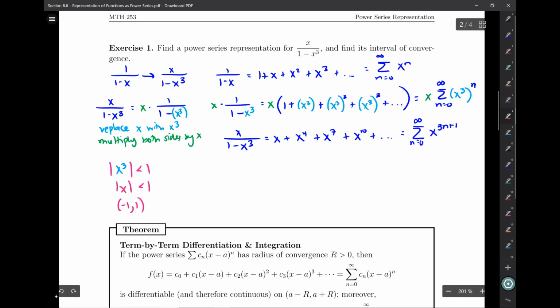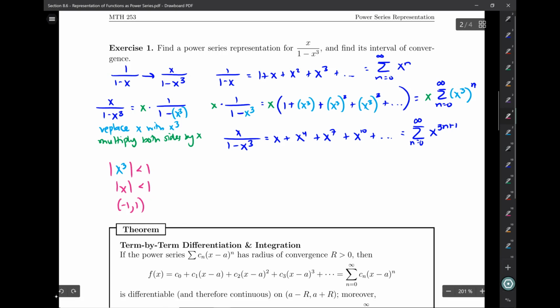We can mentally check the endpoints. If I let x be -1, notice it would be alternating, and so it would just be alternating between -1s and positive 1s. So that's not going to converge. And then if I did +1, it would just be the sum of 1s. Infinitely many 1s would diverge. So this is our interval of convergence.